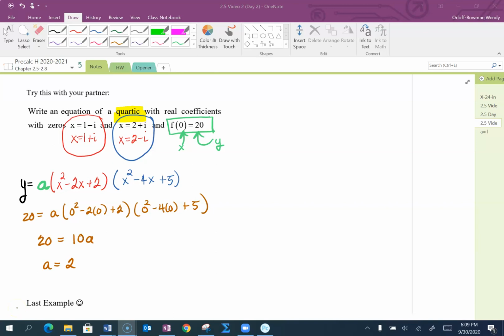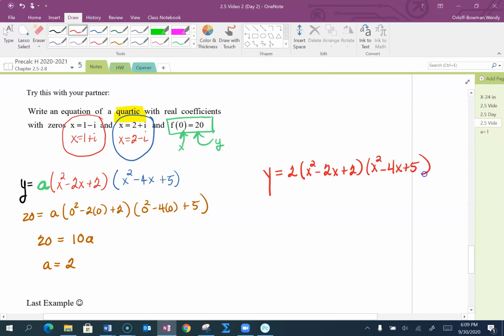Now notice in the problem, I never stated what form you had to put this in. So don't make this more complicated than it needs to be. I'm going to put the 2 in for a. And I'm going to leave it in this form. Again, I was never told, hey, this has to be in standard form or this has to be in whatever form.